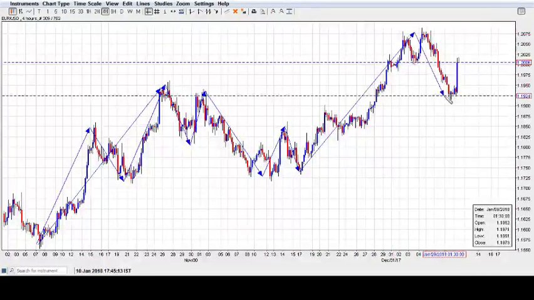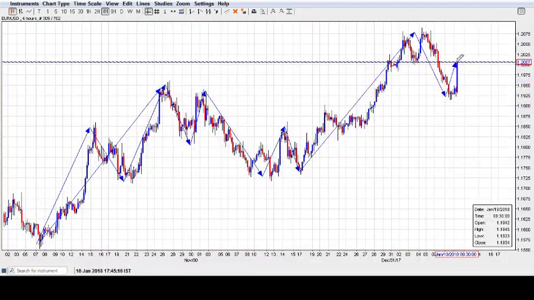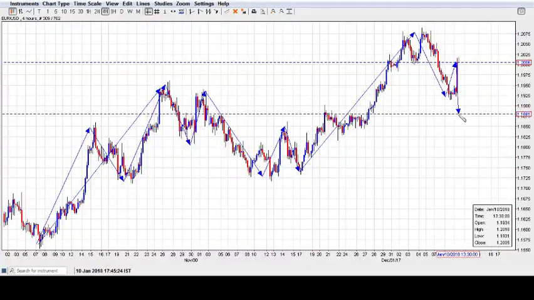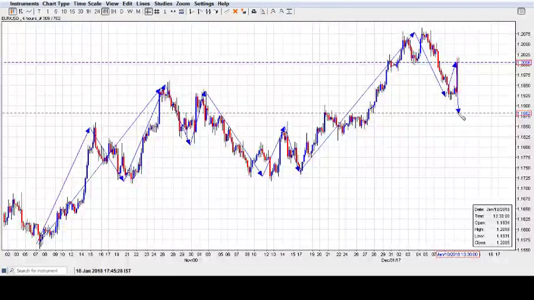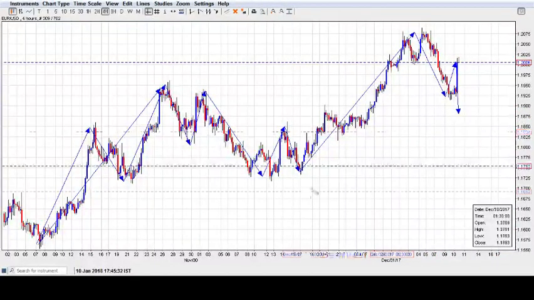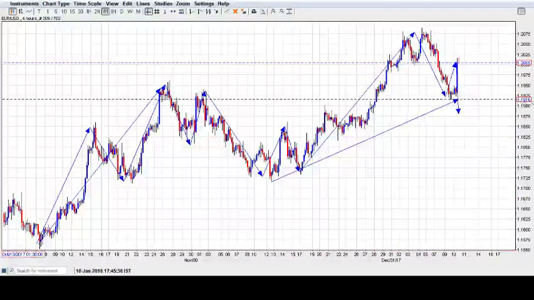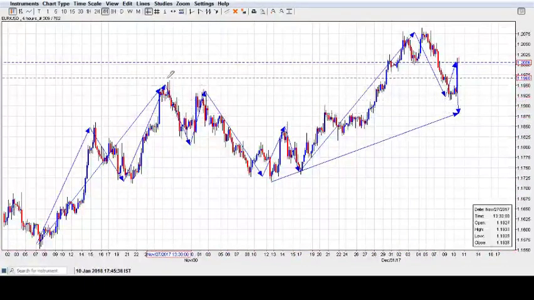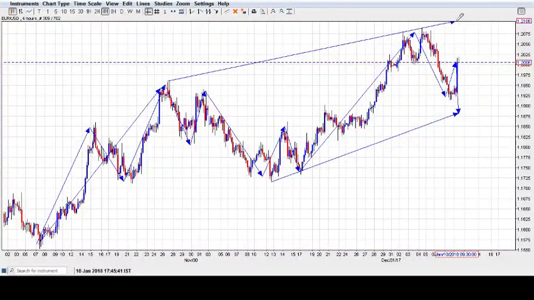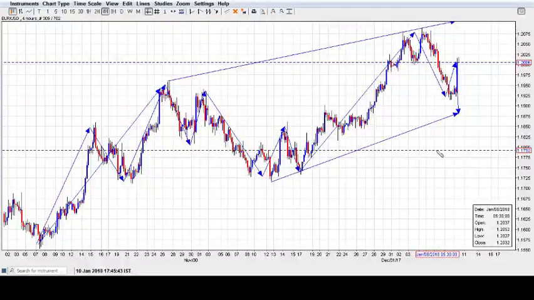Most probably that's an A, B. We could have a C just around the 1900 mark. That would be the termination point of wave 4, and then a rally towards 2100 plus. That is the kind of structure we are expecting to unfold in the Euro USD, unless it turns out to be something else. At least for now, we are expecting a 5 wave ending diagonal.